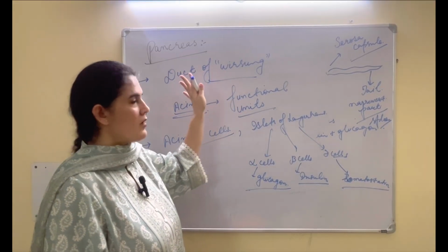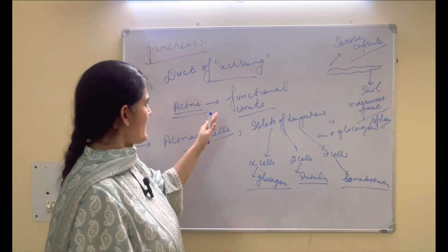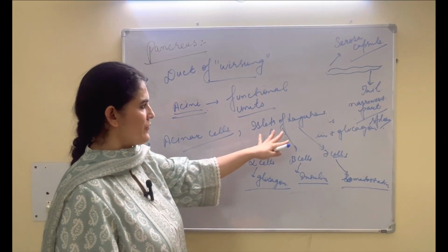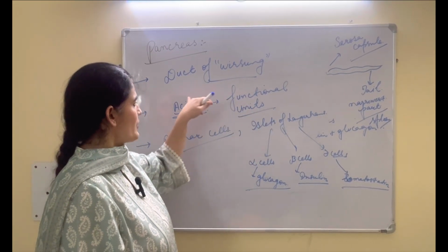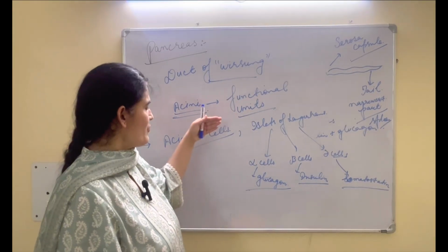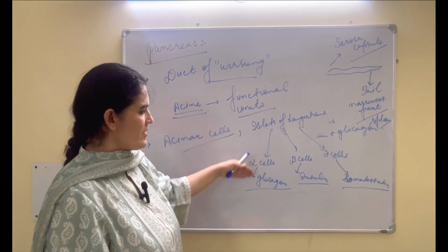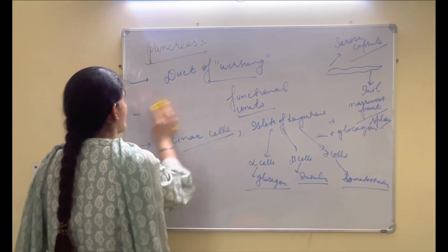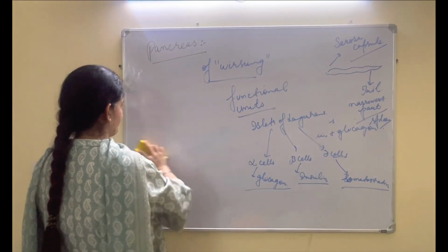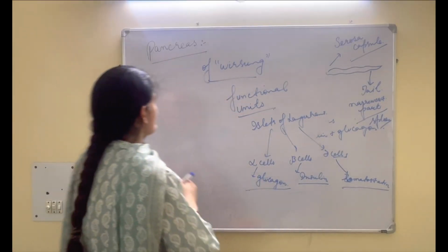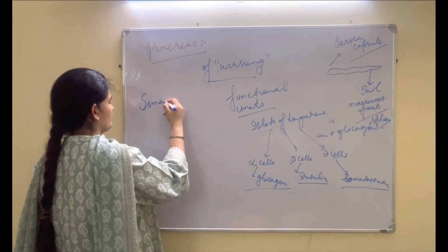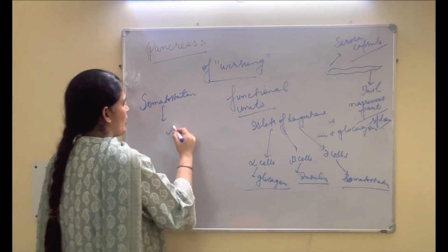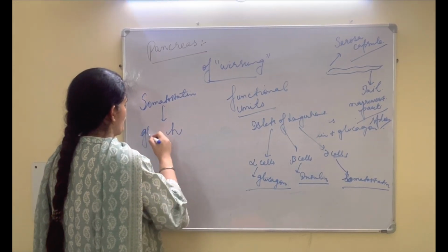Duct of Wirsing, the pancreatic duct, and then acini, which are the cells, the functional units, along with the islets of Langerhans. Functional unit of the pancreas: acini. And then we have these cells, islets of Langerhans: alpha, beta, delta. I told you what they secrete. Now we will talk about somatostatin. Somatostatin basically maintains the blood glucose homeostasis.